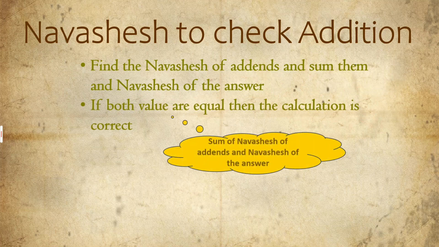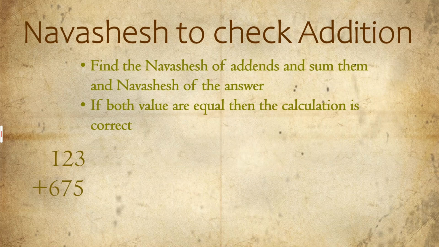We're going to find out the Navashesh of that. We have two values here: the sum of Navashesh of addends and the Navashesh of the answer. If both are equal, then the calculation is correct. Now, in words, this is a bit complex. Let's look at an example that will make it a lot easier to understand.